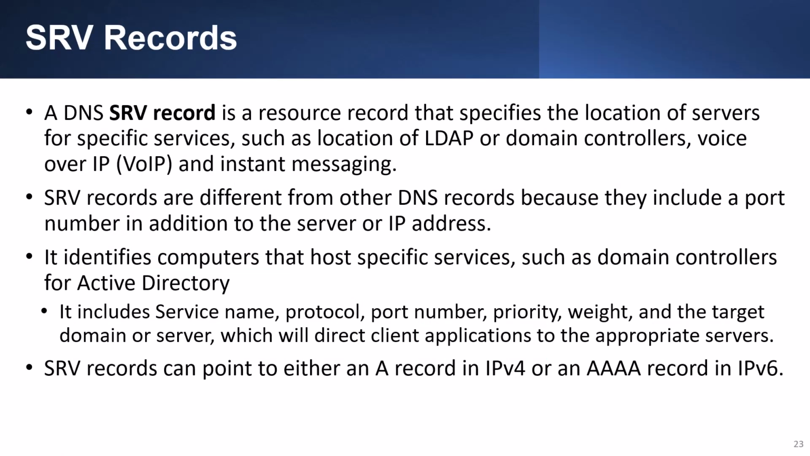A DNS service record is a resource record that specifies the location of servers for specific services, such as the location of LDAP or domain controllers, voice over IP or VoIP, and instant messaging. Service records are different from other DNS records because they include a port number in addition to the server or IP address. It identifies computers that host specific services, such as domain controllers for Active Directory. It includes service name, protocol, port number, priority, weight, and the target domain or server, which will direct client applications to the appropriate servers. Service records can point to either an A record in IP version 4 or a Quad A record in IP version 6.